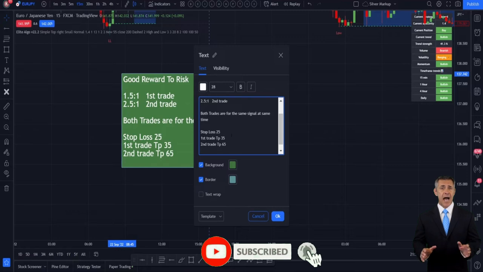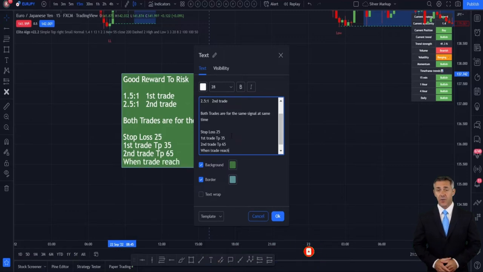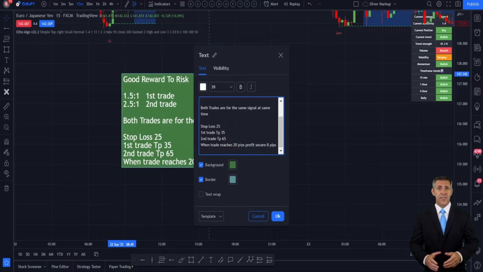When the trade reaches 20 pips profit, I secure 8 pips. Most people do 10, but I like to give it a little extra bit of room, so that way it can have some more space to fluctuate.